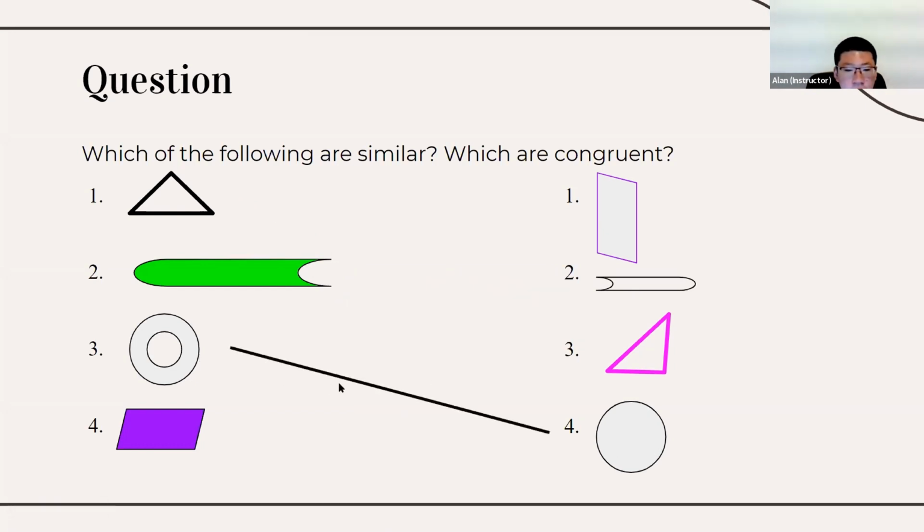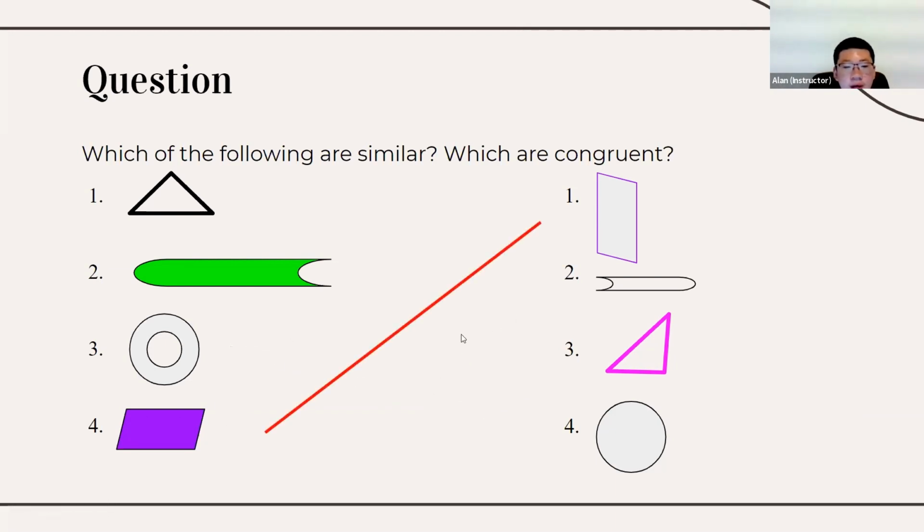Now 3 and 4, the black line means that there's nothing special between them, because as you can see, the one on the left, number 3, is not a full circle because the middle part of it is gone, while on the right it's a full circle, so it's not similar or congruent. And finally, for 4 and 1, they're actually congruent because one is just a slightly rotated version of 4.